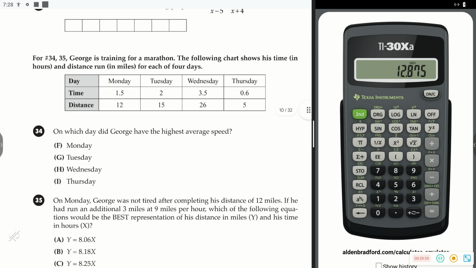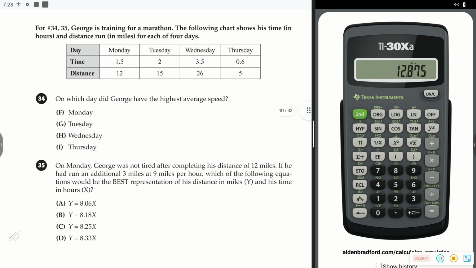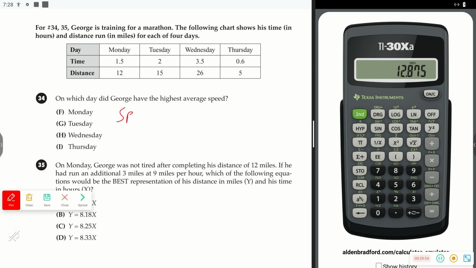This one, it looks like you would actually be calculating the slope because you have a table, but it says George is training for a marathon. The following chart shows his time in hours and distance for the run in miles for 4 days. On which day did George have the highest average speed? So speed, you have to think, is it going to be time divided by distance or distance over time? Distance is usually like meters per second, or in this case, it's miles per hour. So the distance is on top. So we're going to do the distance divided by the time. And we just have to do it for each row.